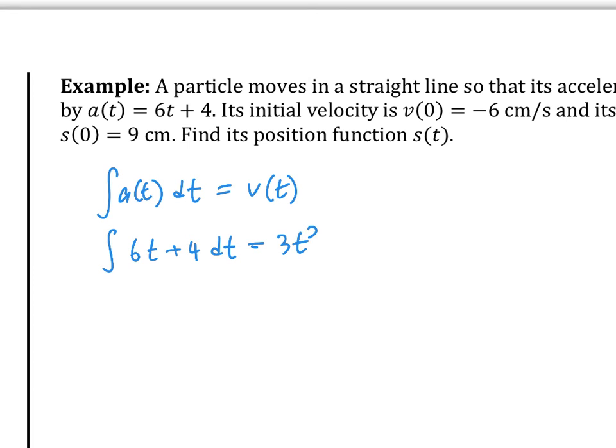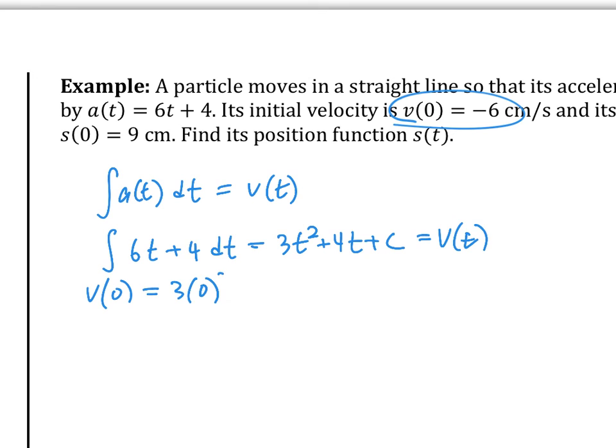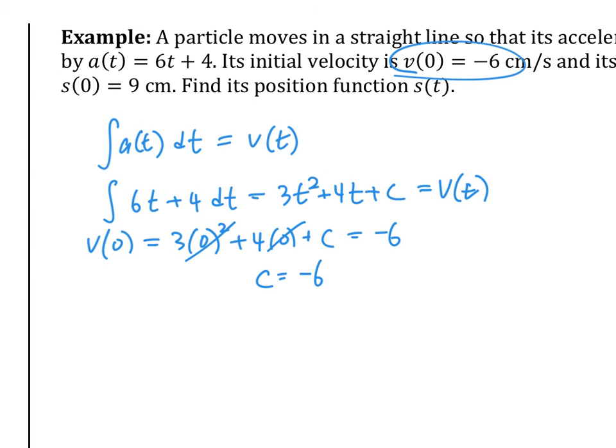All right, this is 3t squared plus 4t plus c. Now, we are given an initial condition at v, so we probably should evaluate this first because this is equal to v of t, right? So we know that v of 0, so when t is 0, that's 3 times 0 squared plus 4 times 0 plus c is negative 6. That's very convenient. c is negative 6. So we can be sure that the velocity function is 3t squared plus 4t minus 6. Now, this is good, but they want us to find the position function, so we need to do this one more time.